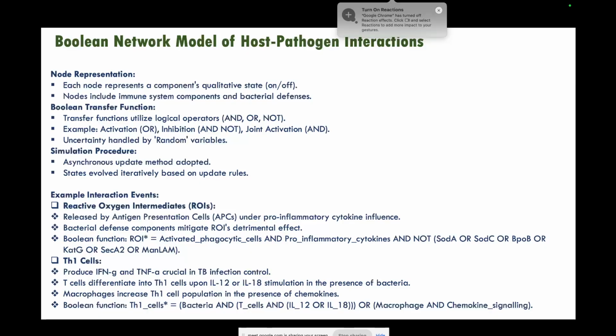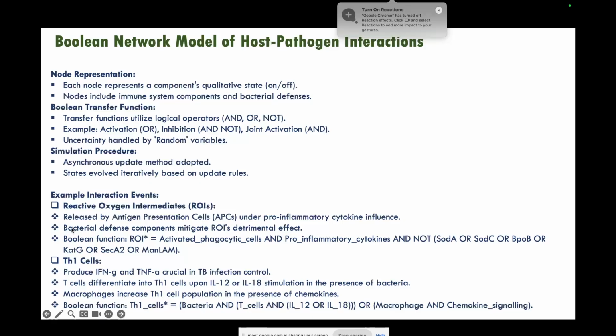So activation can be given by or, inhibition can be given by and not, and joint activation can be given as an and. And uncertainty is handled by random variables drawn from random distributions. Then an asynchronous update method is adopted, and the cell states evolve iteratively based on the update rules. So these are two examples of intermediary events, interaction events.